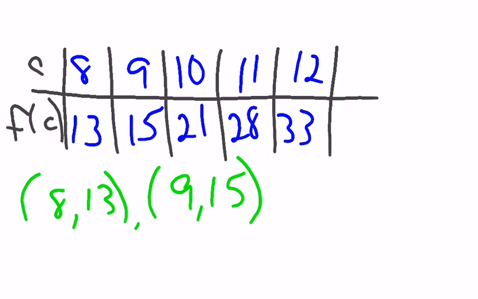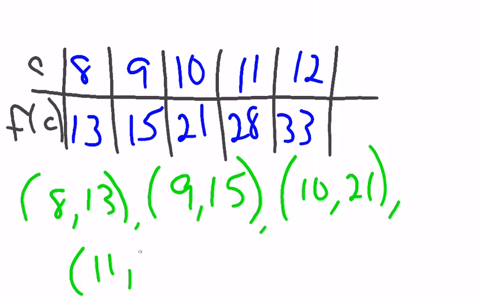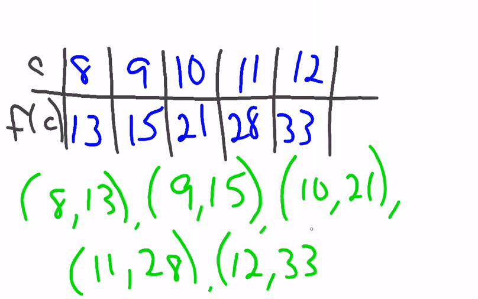So whenever I see F of something, F of C, F of X, G of X, that sort of thing, that is going to be the same as Y. It's just that when I see F of C, that means it is a function. Then 10, 21, 11, 28, and 12, 33. So in this particular problem, these are the ordered pairs.